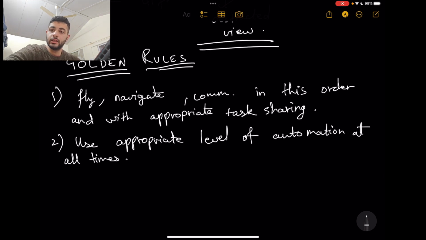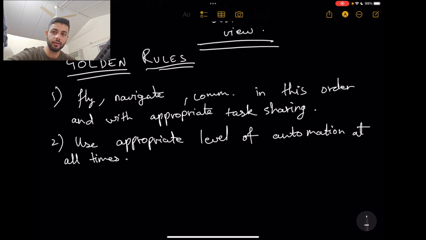Now try to understand what they are trying to say here. Use appropriate levels of automation at all times. Let's say I have a pressurization fault. I'm not going to cut my auto thrust out just because I have a pressurization fault. Use as much automation as you can. If I have to control the pressurization part manually, I'll control that manually. Why should I leave everything else? The autopilot is doing a really good job.